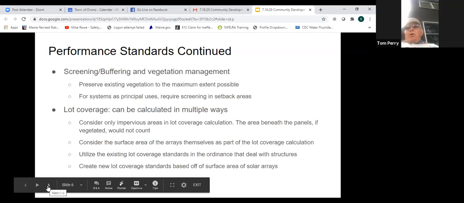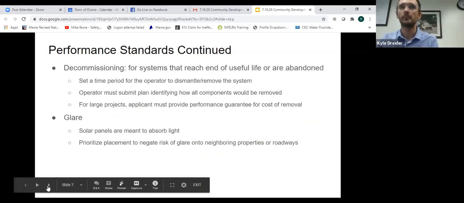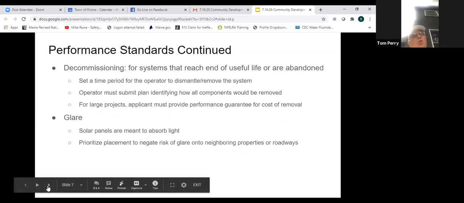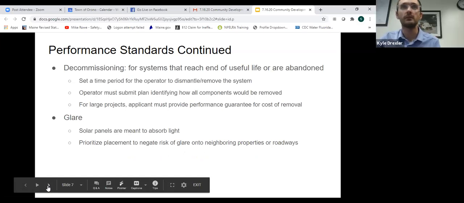You might be able to use a percentage of the surface area. Sure. If you could make some calculations as to what on the average that would be, which would make it certainly simpler to administer. Right. Yeah, I think that's definitely something to consider.